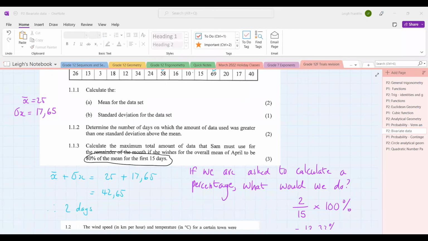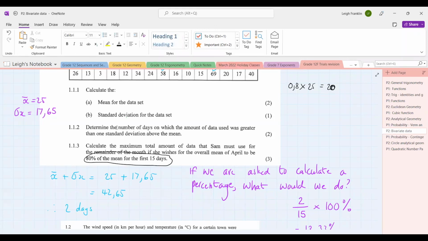Exactly, Ibrahim, exactly. All right, so we need to work out what is 80% of 25. Okay, so 80% of 25 is like taking 0.8 or 80 over 100 and multiplying it by 25. Okay, so 0.8 of 25 leaves us with how much? 20, right? There we go. All right, perfect. Okay, so that gives us 20. So now that is the overall mean for April that Sam wants. Okay, so she wants X bar to be 20.